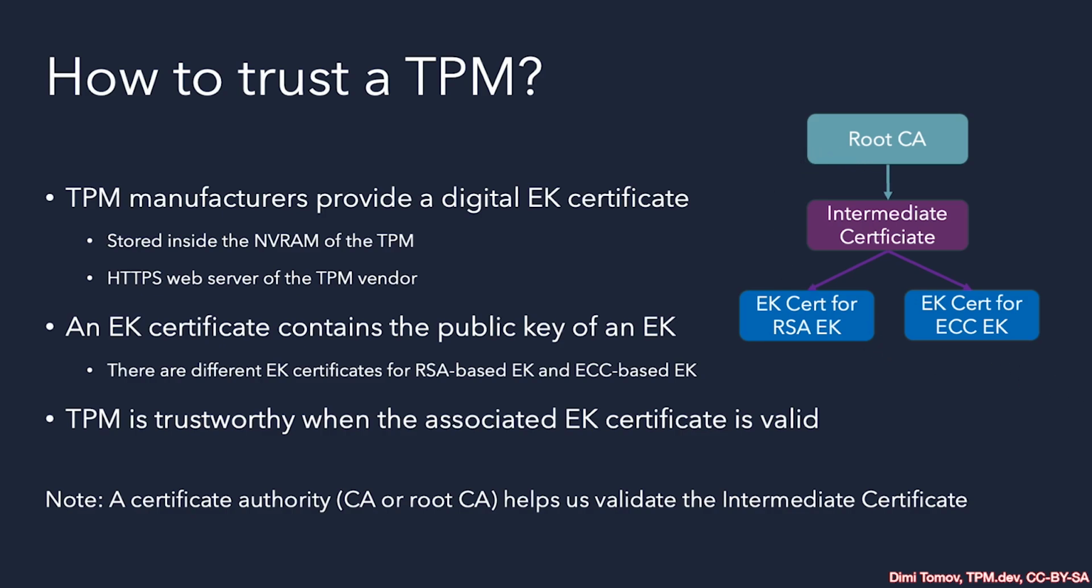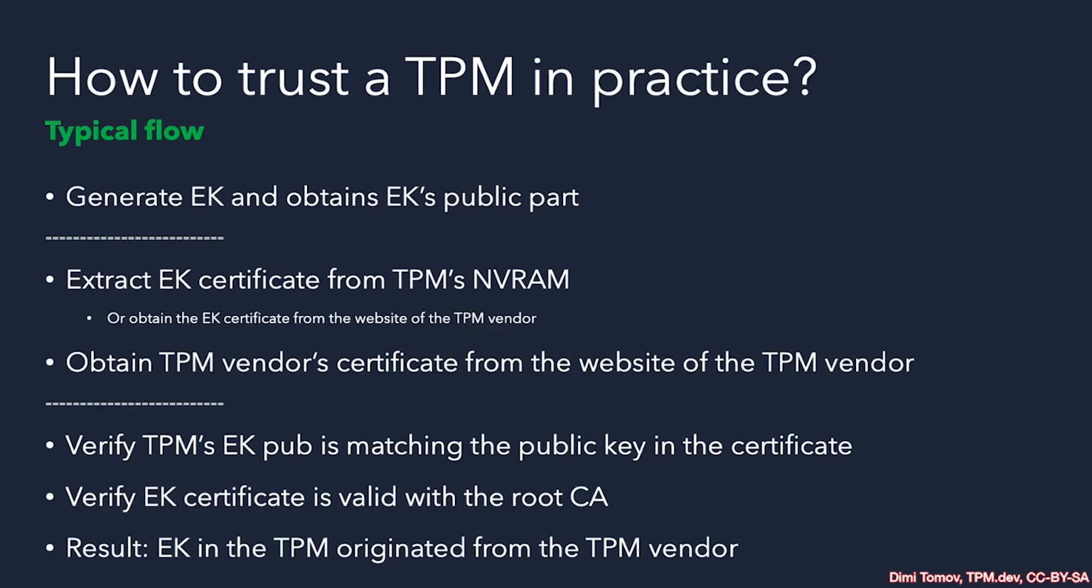In this course, we will not go into details about X509 certificates. We'll just look at the practical side of how to achieve the verification of a TPM device as genuine by using certificates. Here is the typical flow of the practical part of verifying a TPM. First, we need to generate the endorsement key and obtain the EK public part. Then, we need to obtain the EK certificate, and we can do that either from the TPM's NVRAM or from the vendor website. We'll give specific examples for the most common TPM vendors.